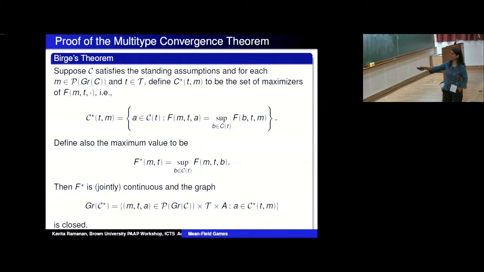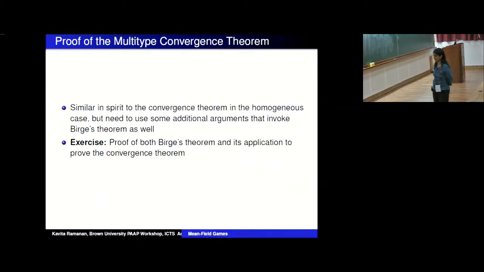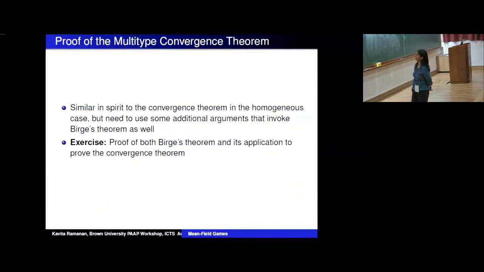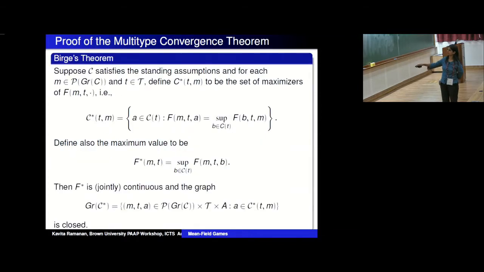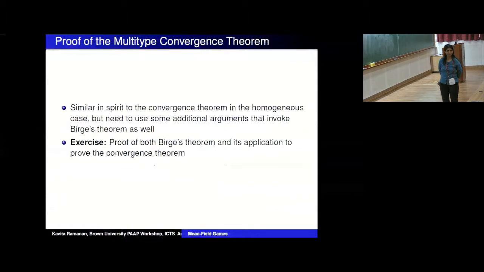Okay, so then here F star is jointly continuous and this graph is closed, and so it's really new. You need conditions to apply Kakutani again. So you need to get, and other results. Okay, so like I said, the proof is similar in spirit to the convergence in the homogeneous case, but we need to use some additional arguments, and that's left as an exercise, both the proof of this theorem and how to apply it, right?